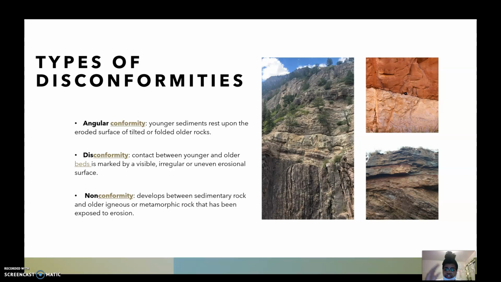And then we have a disconformity, which is the redder looking rock at the top on the right hand side. The contact between younger and older beds is marked, and you can see it visibly, or it's an irregular or uneven erosional surface. So with the picture with the red rock at the top right-hand corner, you can see that there's a clear separation between an older rock and a newer rock. And then a nonconformity is a development between sedimentary rock and older igneous rocks or metamorphic rock that has been exposed to erosion. So that would be the longer picture on the left-hand side.